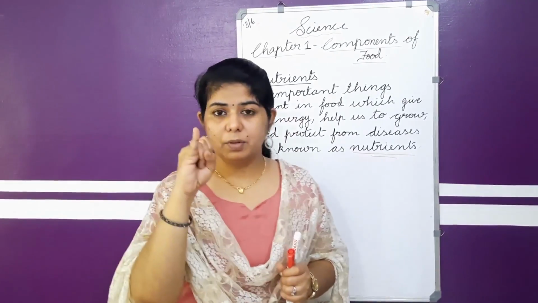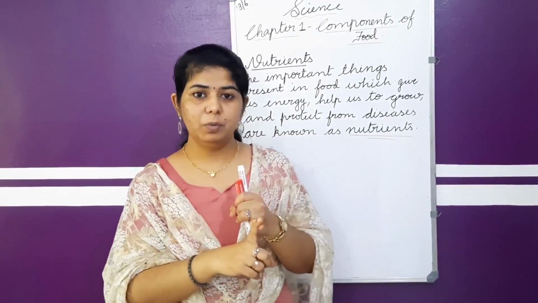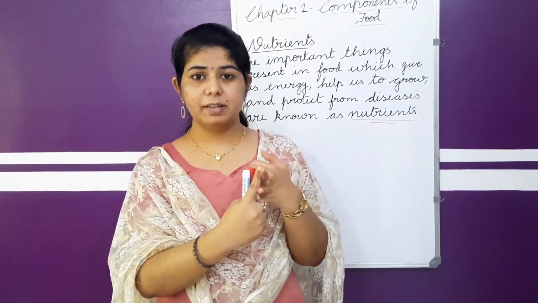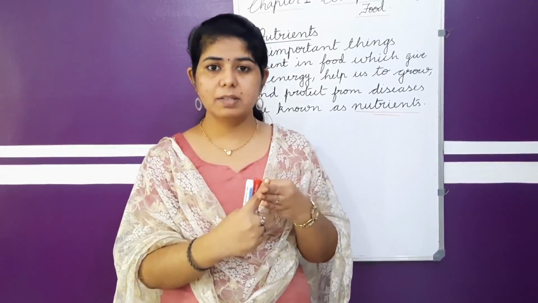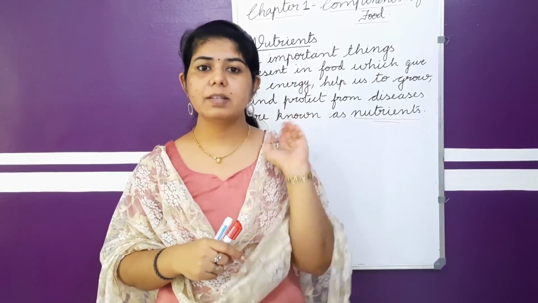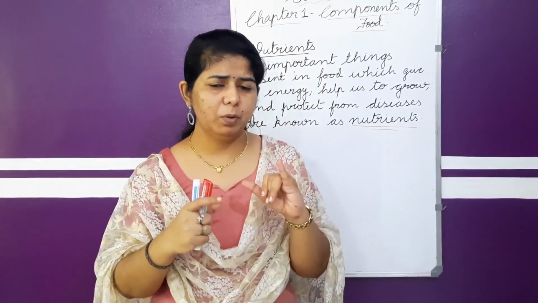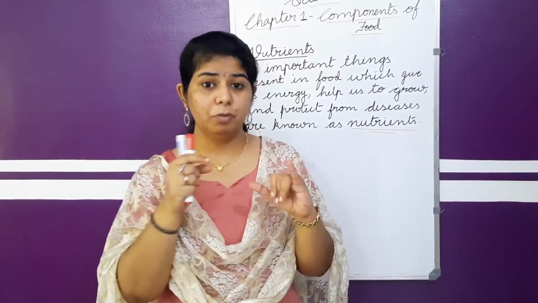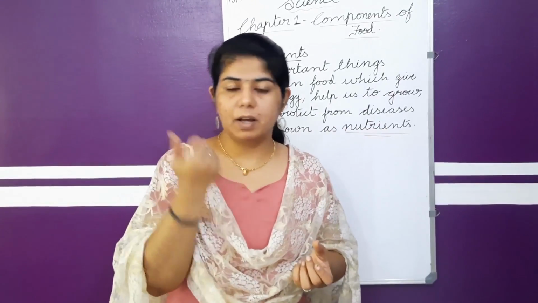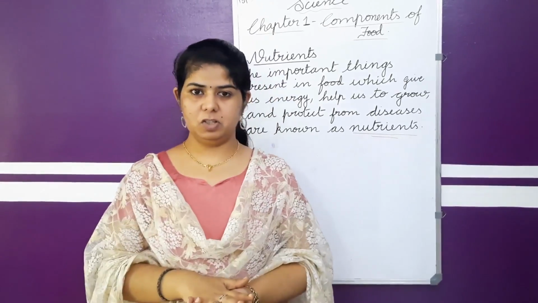That nutrient in the rice is carbohydrate, isn't it? So we have divided the nutrients into 5. They are carbohydrates, fats, proteins, vitamins and minerals. There are 5 nutrients. What is the duty of carbohydrate and fat? The food rich in carbohydrate and fat gives us energy. If you have carbohydrate rich food or fat rich food, it helps us to get energy.